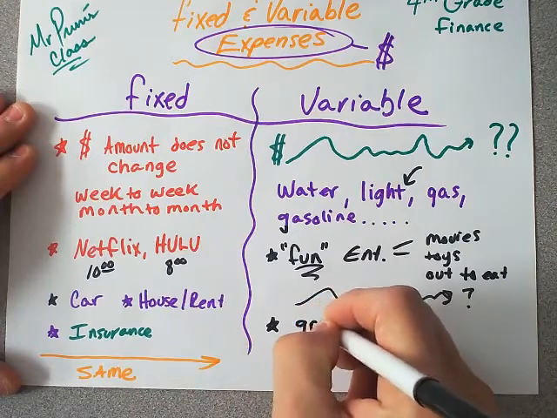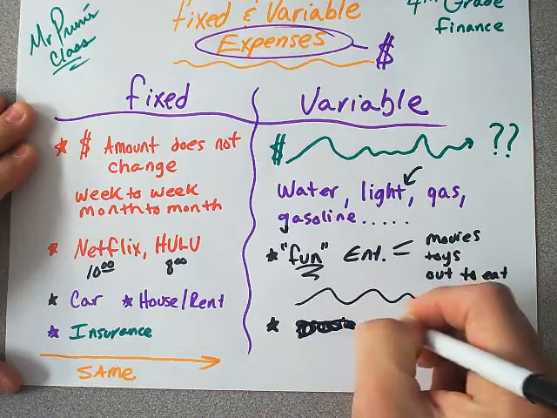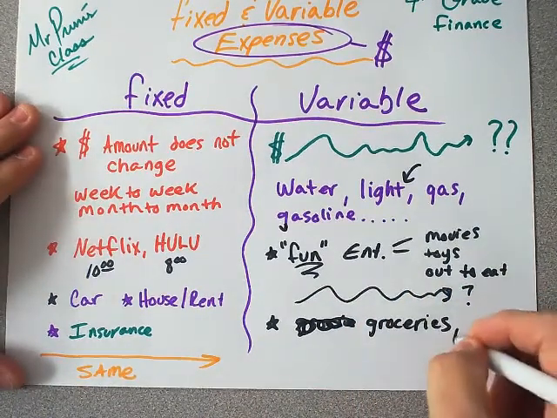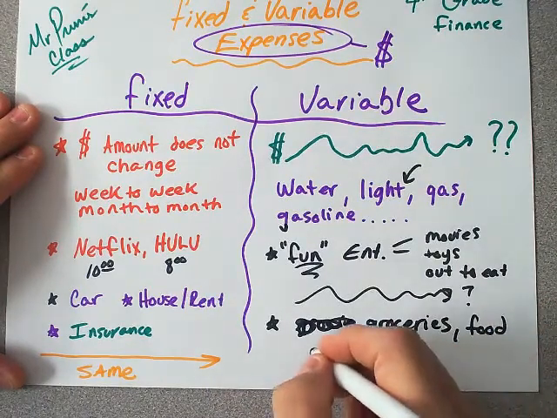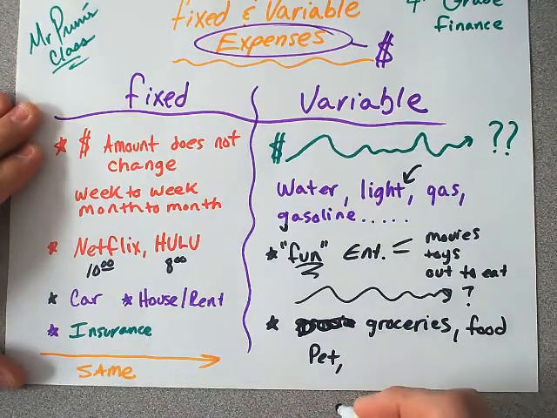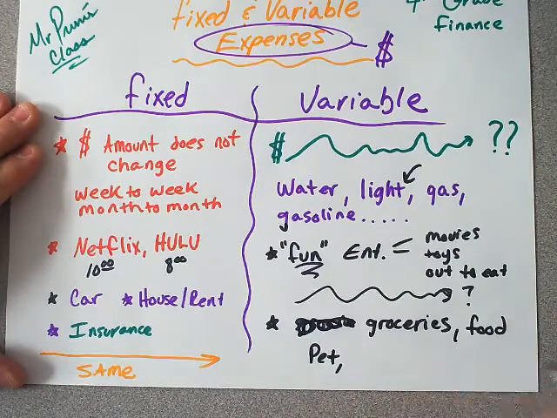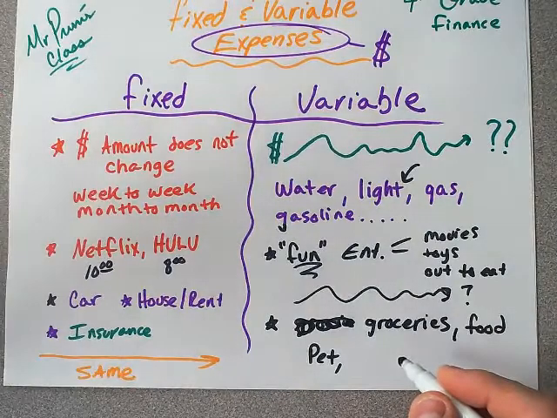Groceries, food. Let's see if I can spell this right. Groceries. Pretty sure that's right. I'm not the best speller. So groceries, food, pet care. You might have to get your dog some toys this month, but you might not do it next month. You need cat food, cat litter, dog food, whatever. Just anything where you never really know what it's going to be from month to month.